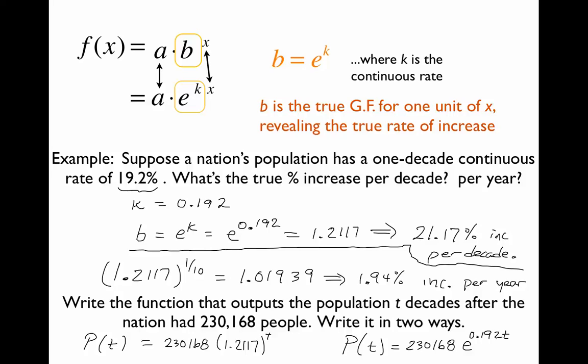Yeah, so both of these are the exact same function. They give the same ordered pairs of time and population. Just two different forms. This is our old school form, a, b to the t. Now this is what's called continuous form, because it has this continuous rate per decade, which once again is not the true percent increase. True percent increase comes from the true growth factor over here, b.